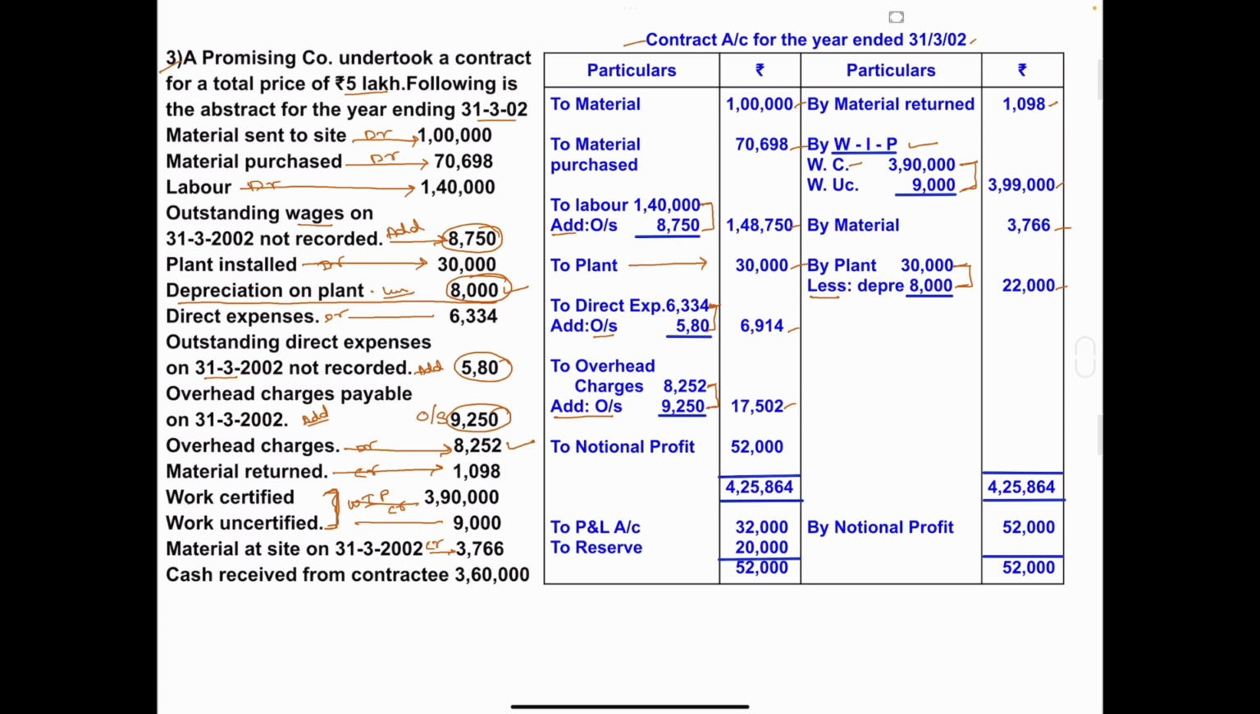So both side you have to compare. You have to compare debit side with the credit side, and which side you will get the more amount, from that side you have to minus the other one. So in this problem, the credit side you will get the more amount, that is total of these four amounts: 1,098 plus 3,99,000 plus 3,766 plus 22,000. The total of these four items is 4,25,864. And same amount we'll write on the debit side.